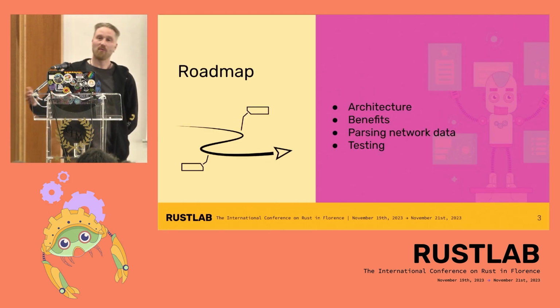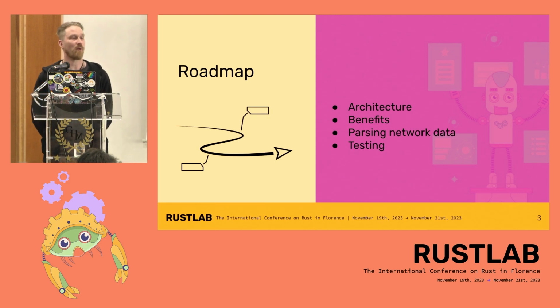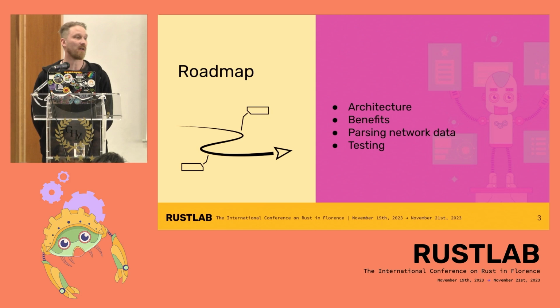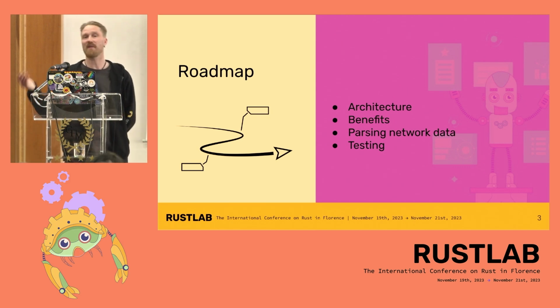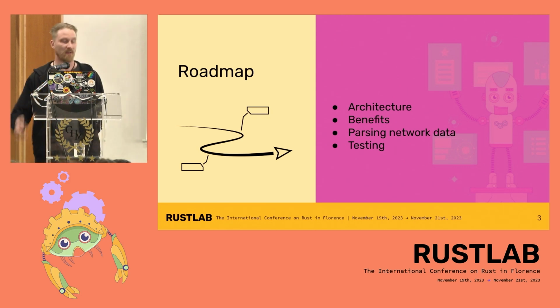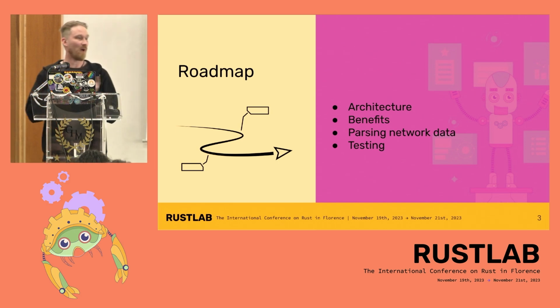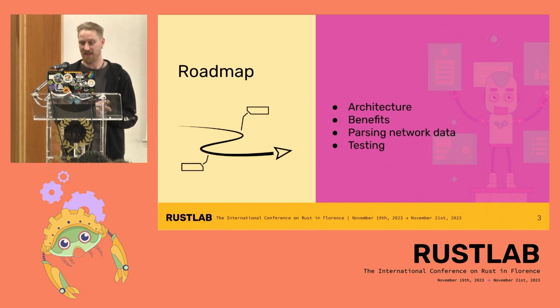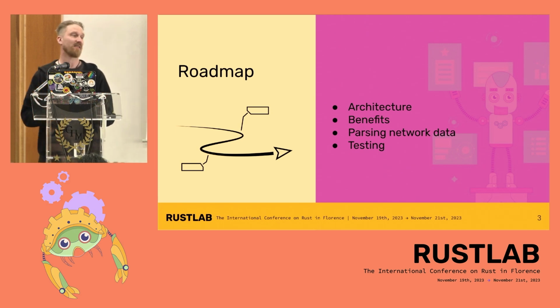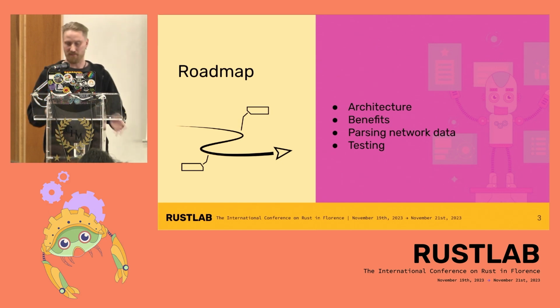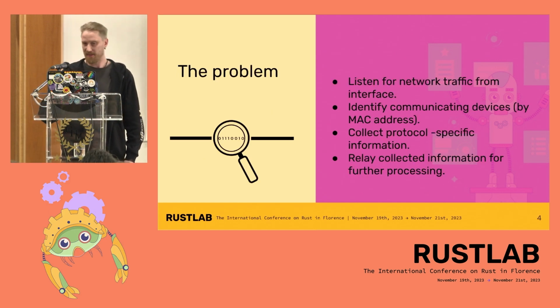Today I'm going to talk to you about an architecture that we did for a software to read network packets to analyze them. We'll discuss the benefits of the architecture. We'll discuss benefits of Rust as a language when implementing software like that. Then we'll talk about parsing network data, one of my favorite things to do. And then we'll discuss testing both the software and parsers. That's one of my favorite things to do as well.